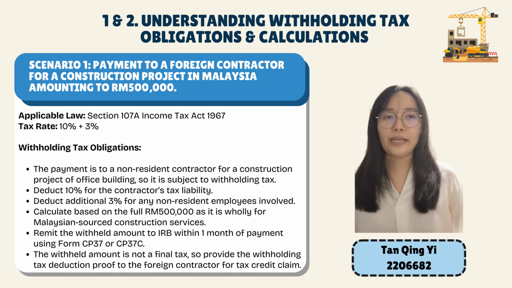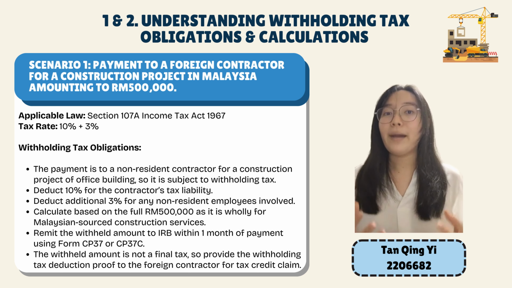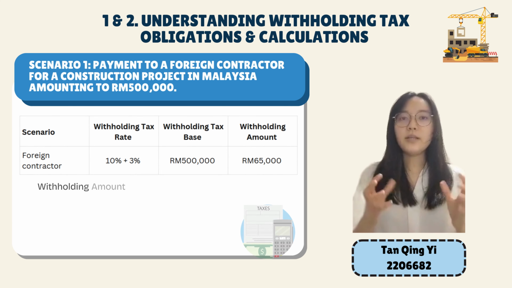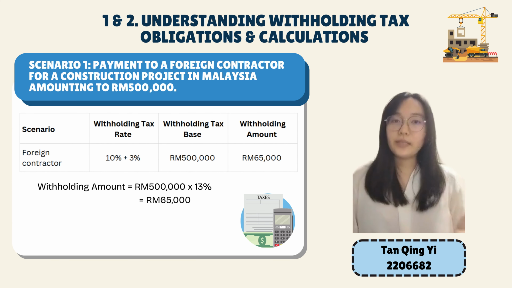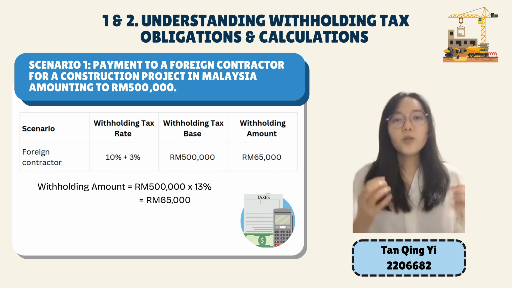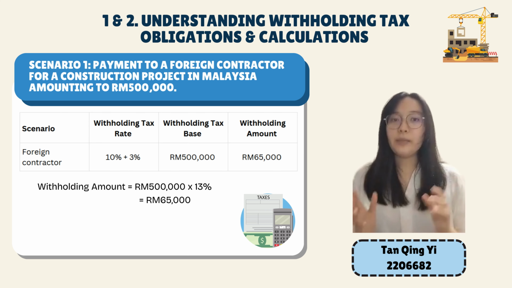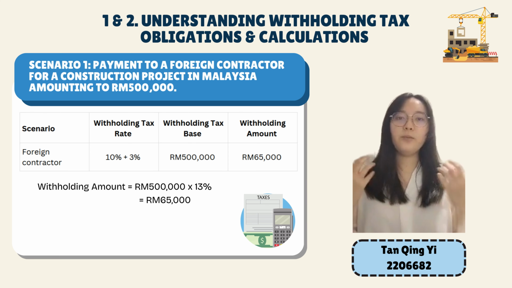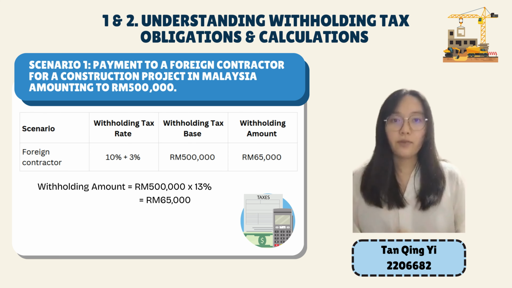Then we have to remit it to the IRB within 1 month of payment using the form CP37 or CP37C. As the withholding tax rate is 10% plus 3%, the withholding amount will be 13% times the 500,000 withholding tax base, and we will get the withholding amount of 65,000.